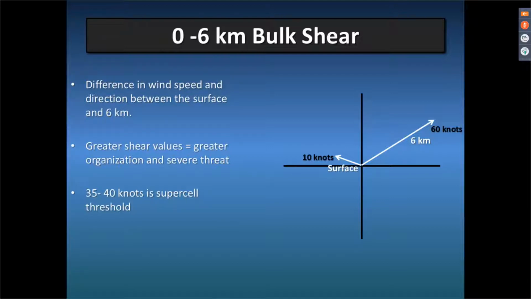And basically it's combining both the direction and the speed difference from the surface all the way up to 30,000 feet. So if you've got a large amount of shear in that layer from the surface up to about 30,000 feet, you're going to have a higher number of bulk shear. And typically you want around 35 to 40 knots for supercells to form. And if you've got more than that, then you've got plenty enough wind shear in the atmosphere for supercells or severe thunderstorms as well.